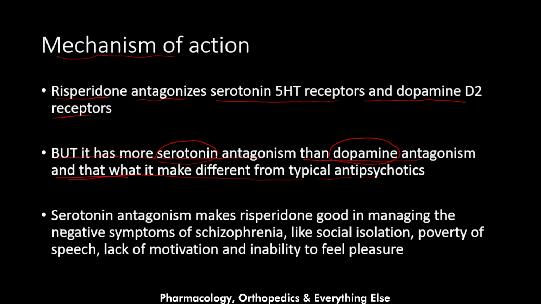And serotonin antagonism makes Risperidone good in managing the negative symptoms of schizophrenia, like social isolation, poverty of speech, lack of motivation, and inability to feel pleasure. So serotonin antagonism that comes more with the atypicals makes them good in managing the negative symptoms, while the typicals, which are the old antipsychotics, are worse in managing the negative symptoms of schizophrenia. So that is another difference.